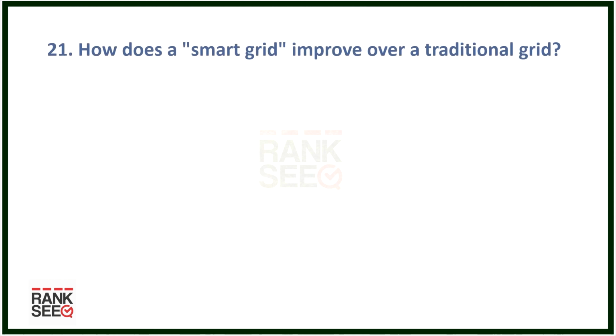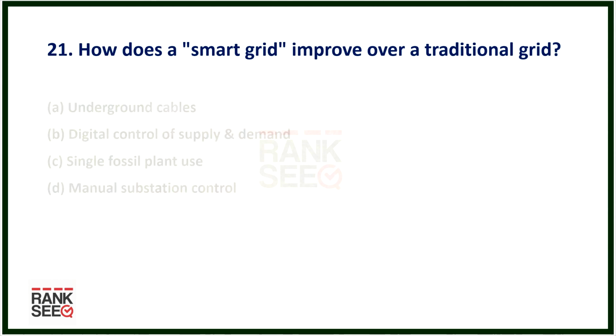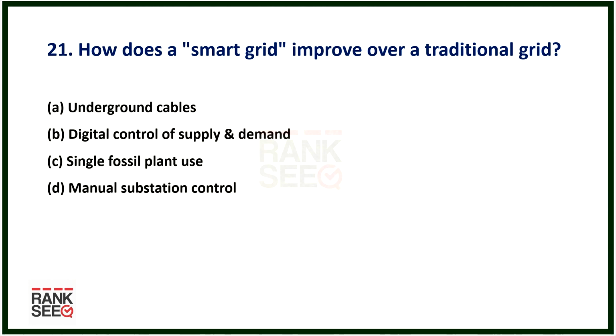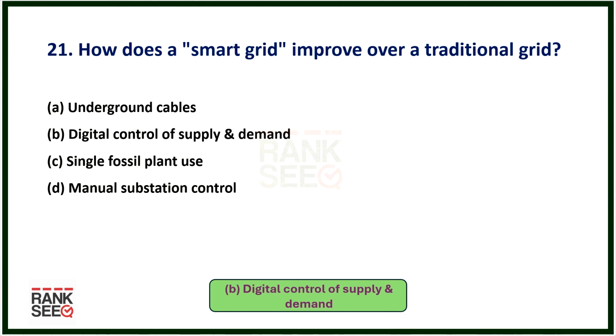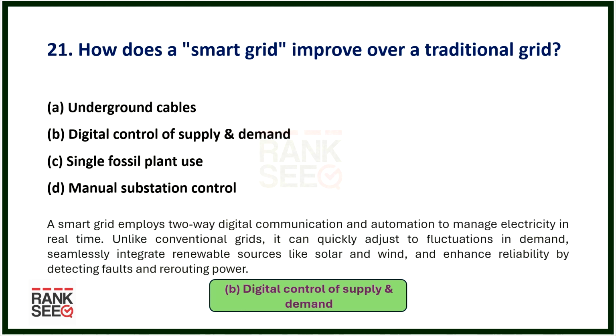21. How does a smart grid improve over a traditional grid? A. Underground cables. B. Digital control of supply and demand. C. Single fossil plant use. D. Manual substation control. Correct answer: B. Digital control of supply and demand.